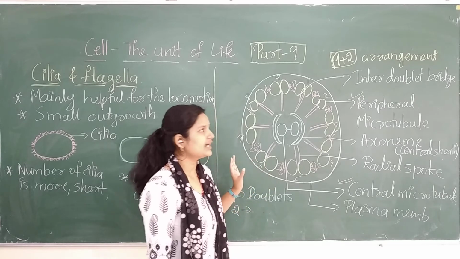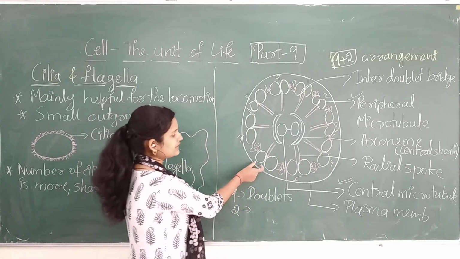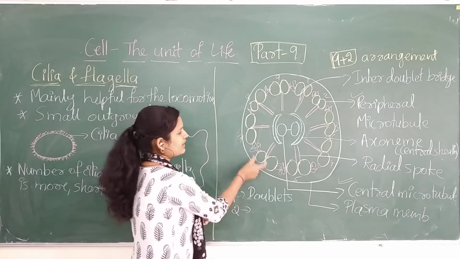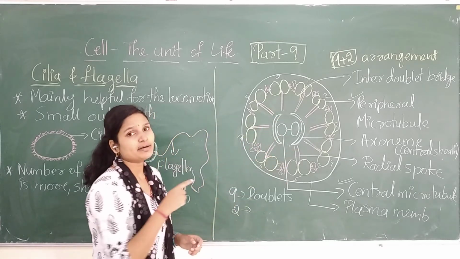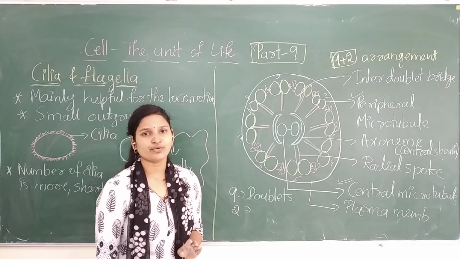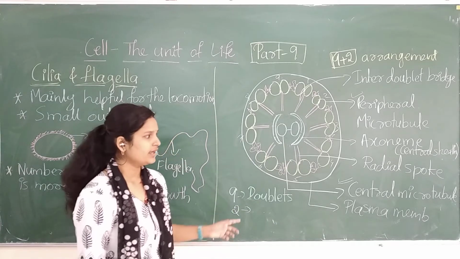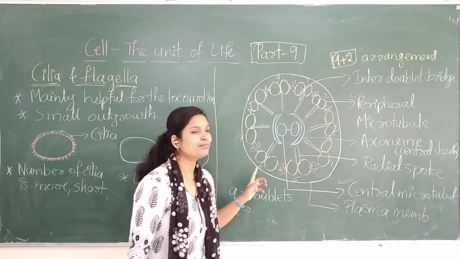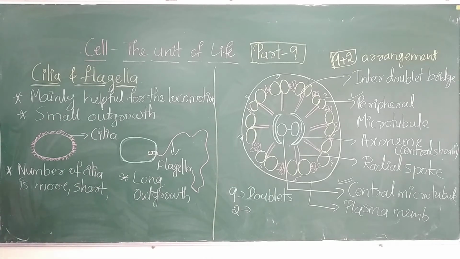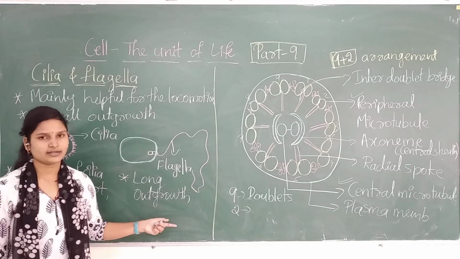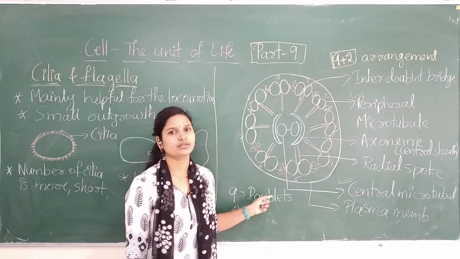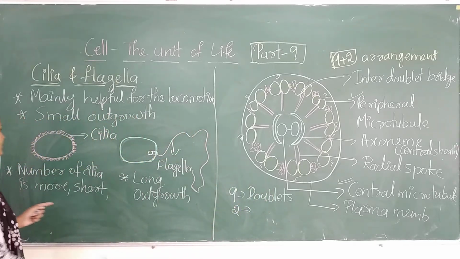Try to understand the structure. These are present as a doublet. These doublets together we count as 1. This will be 1, 2, 3, 4, so that 9 doublets will be there. We call it 9+2 arrangement, which is found in cilia and flagella. It is very important. Try to understand, try to practice the diagram. Understood? Shall I rub this one? Remember the structure, very important. So we'll move further.